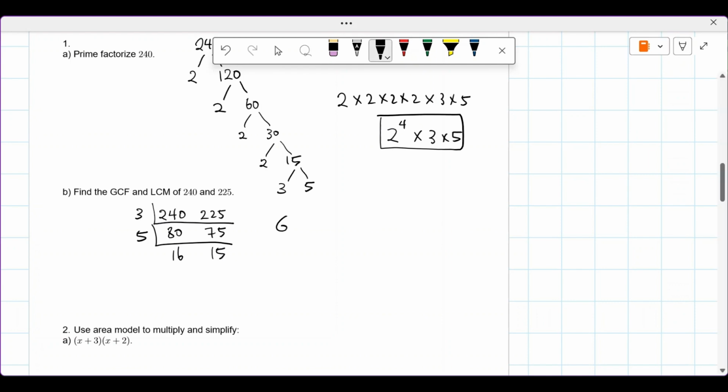The GCF is going to be 3 times 5, multiplying the left two numbers, which is 15. And the LCM is going to be 3 times 5 times 16 times 15. And of course, let's use a calculator to do this. 3 times 5 times 16 times 15 is going to be 3,600.